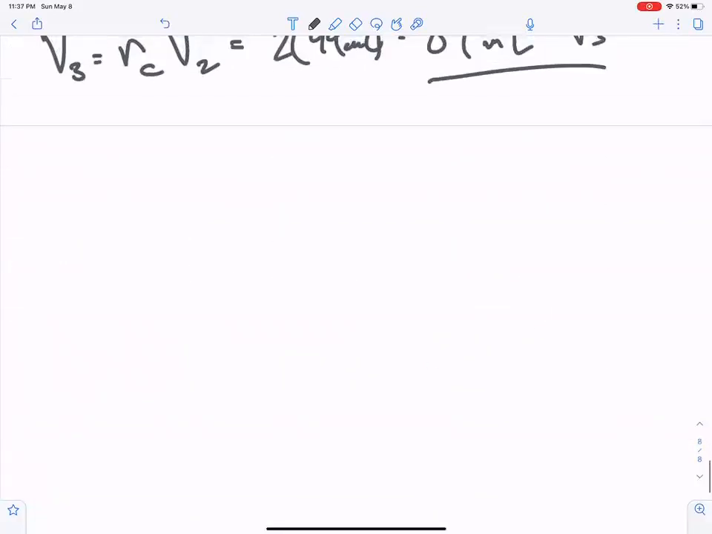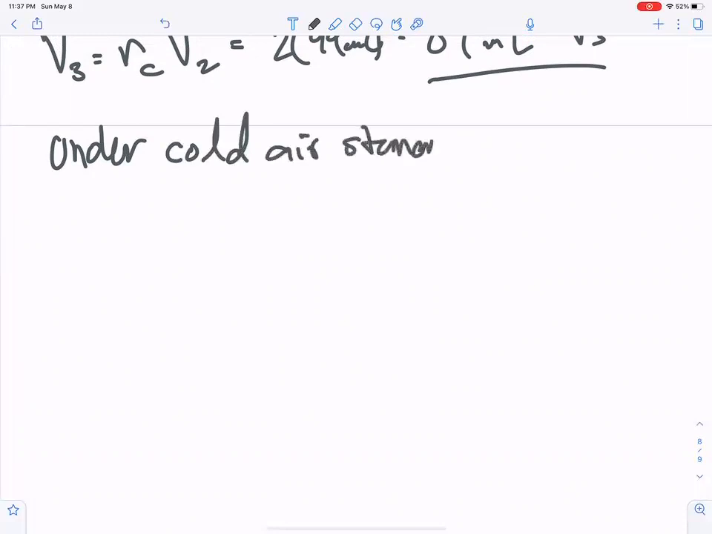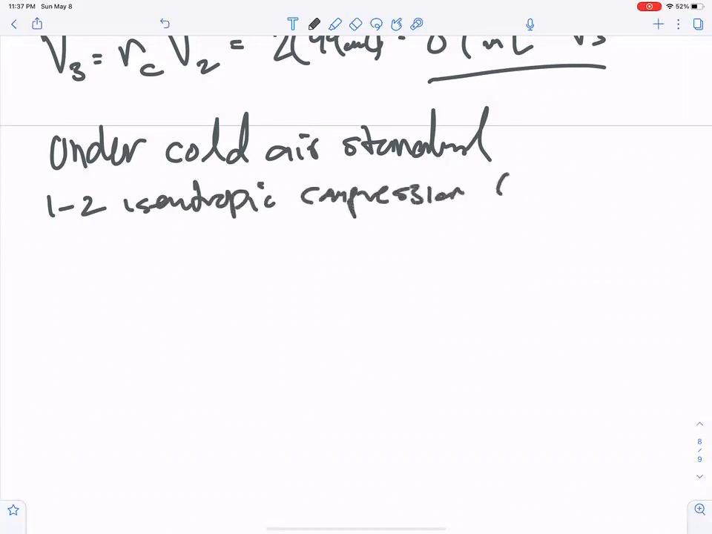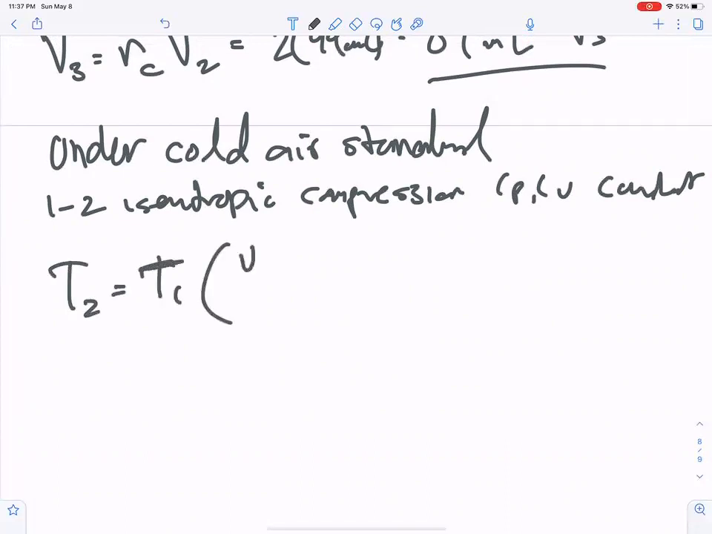Then under the cold air standard, we can use these isentropic compression CP CV constant relationship, which is that T2 equals T1 times this, which is basically related to the compression ratio.